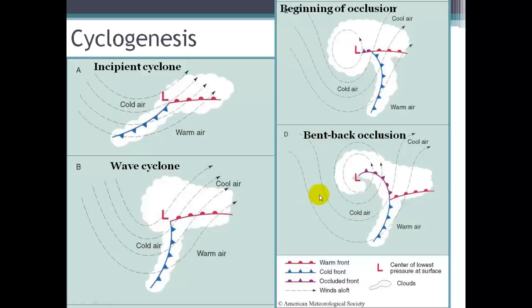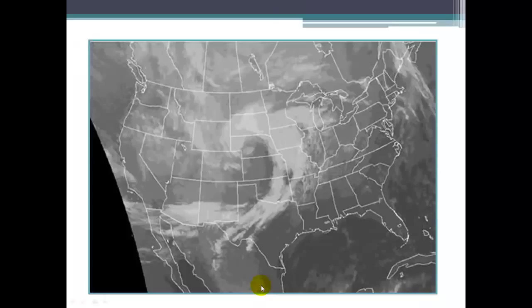The fourth stage is when we have bent back occlusion. So more mixing of the warm air and the cold air, and you see this occluded portion of the front has kind of bent back, and it's really wrapping around that low pressure cell, and that represents the end of the storm as the cold and warm air mix. Here's a satellite image of a typical mid-latitude cyclone in the United States, recognizable by its comma-shaped cloud. So you could see the cold front would be here, the warm front would be here, and the low pressure system is right in this area here.